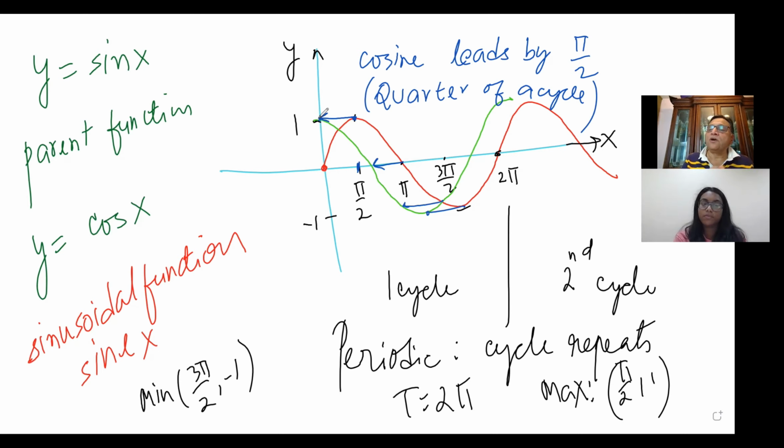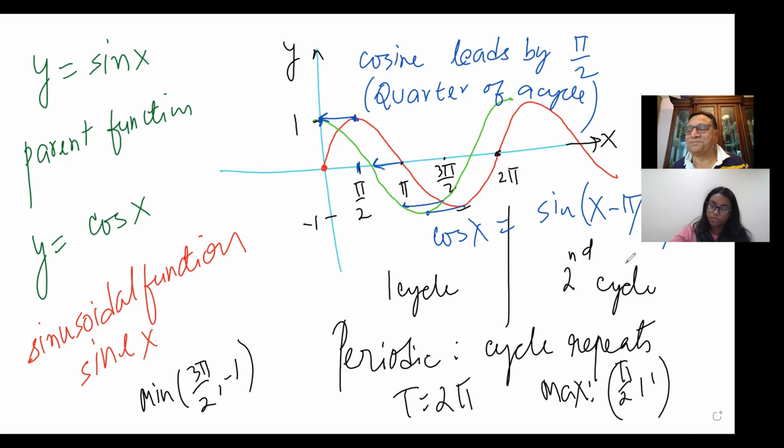If you look at this particular point from the cosine angle, the corresponding sine wave point is pi by 2 later, correct? So you could write this as cos x = sin(x - pi by 2). Is that clear to you? Yeah. That is a very important relation. That means that horizontally, the sine wave has moved pi by 2 units to the right.